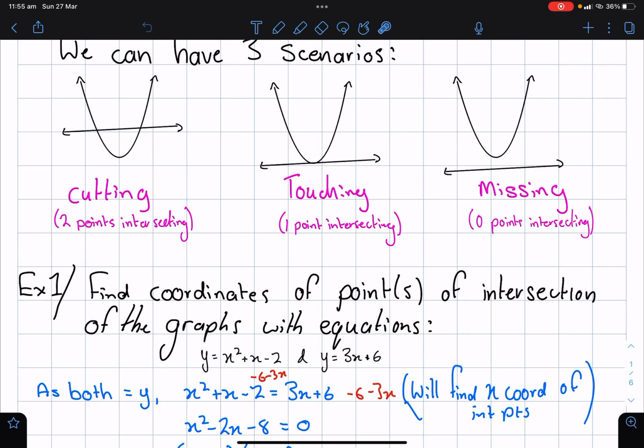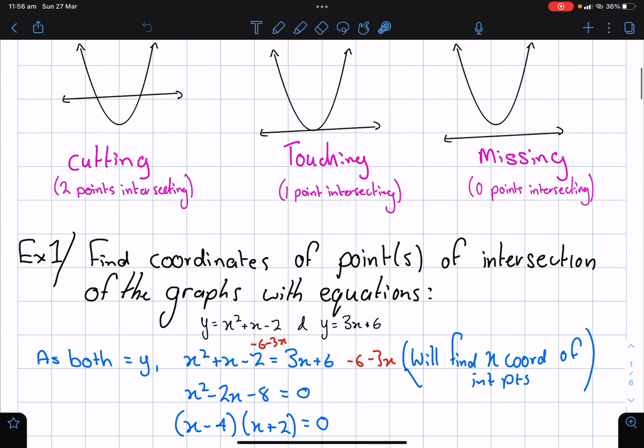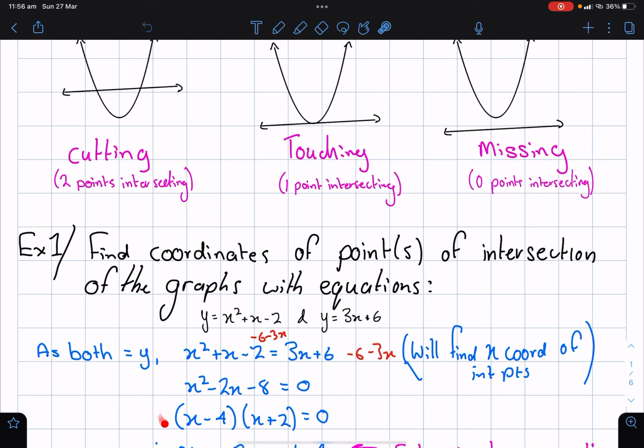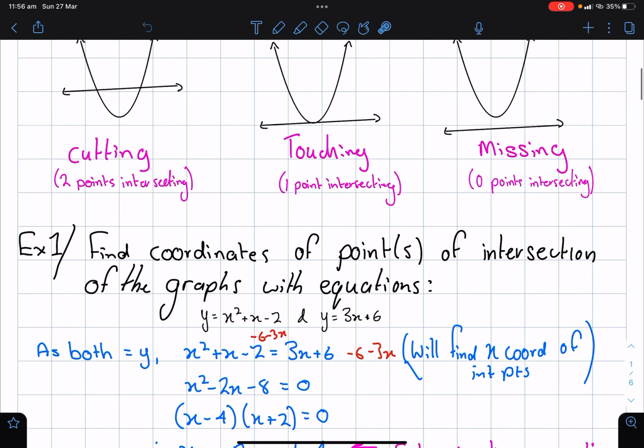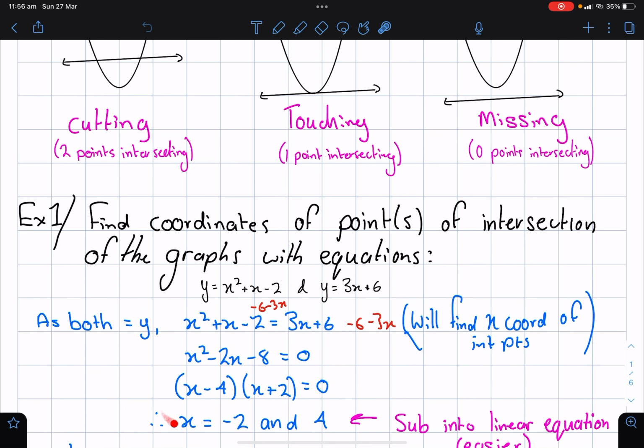So I'm going to use my sums and products, finding two numbers that multiply together to get -8, but add together to get -2. We find that those two numbers are -4 and +2. So we can rewrite our equation in factorized form as x take away 4 multiplied by x plus 2 equals 0. Using our null factor law, we can find that x equals -2 and x equals 4. This will mean that our two functions will meet when x equals -2 and x equals 4.